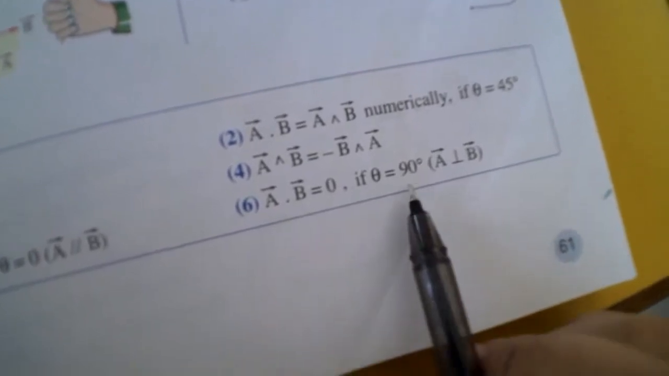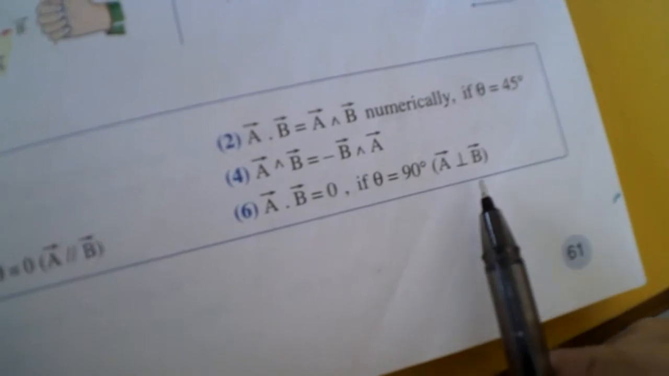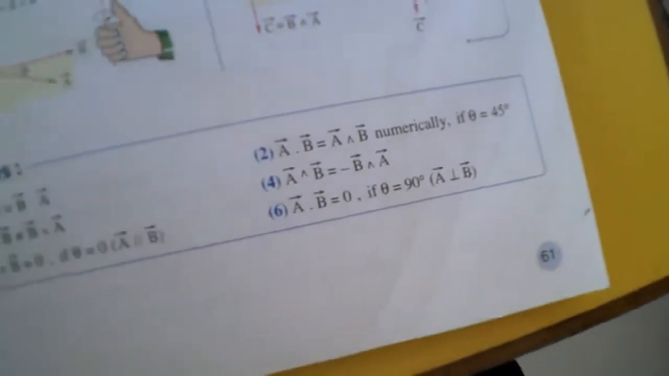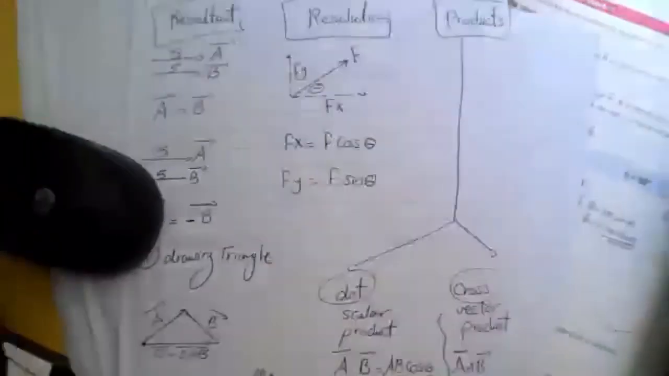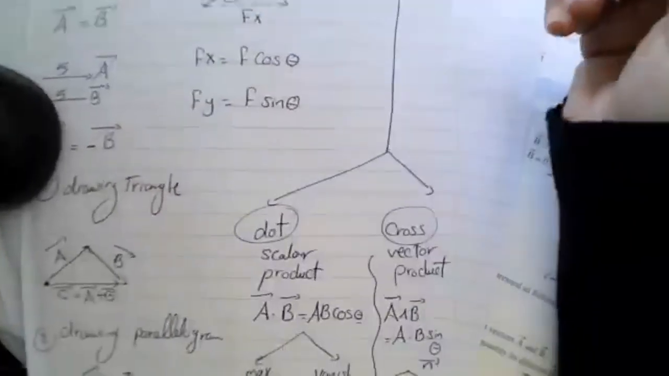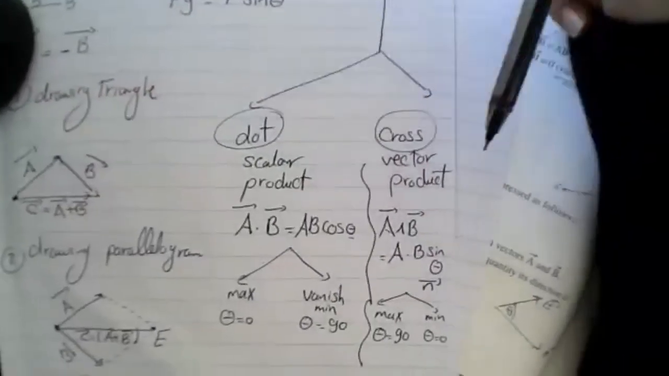A dot B will equal 0 if the angle is 90, because cosine 90 is 0, so it vanishes. It means the angle between them is 90, so they are perpendicular to each other. So we do the mathematical operations on the vectors: we find the resultant for the vector, we make a resolution, and we find the product as a dot product or a cross product.